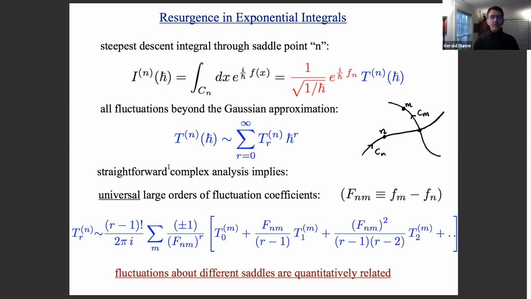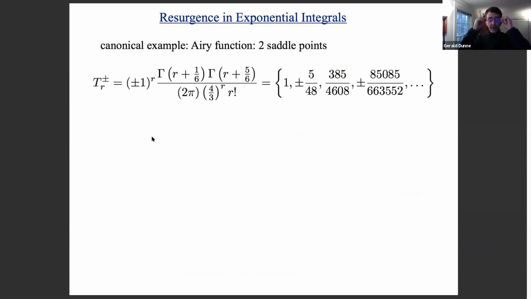Let me show you an example just to clarify this. So let's go back to the Airy function again. The thing in the exponent was cubic, so there are two saddle points. Let's call them plus and minus. This is a very simple problem, so we know the exact expression for the fluctuation coefficients. There are two factorials on top and one on the bottom, so there's factorial growth overall. This 4/3 is the action difference, because remember the action for these Airy functions is plus or minus 2/3. So the difference of those two is 4/3. And here are the first few terms.